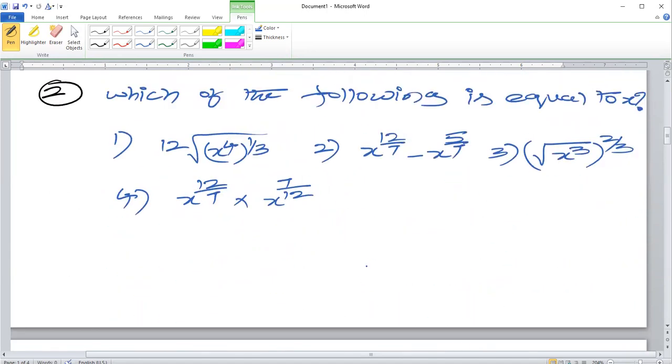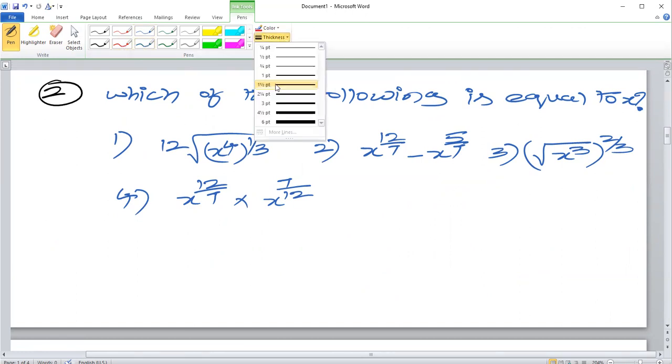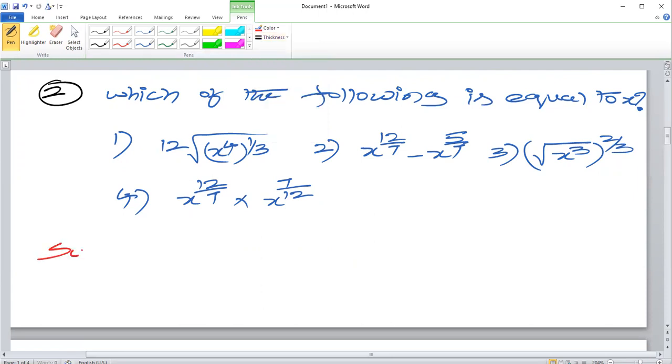So which of the following is equal to x? See, we have to find the solution from the options, right? From the options we have to find the solution. So now if you see the first option, we have 12th root of x power 4 whole to the power of 1 by 3.